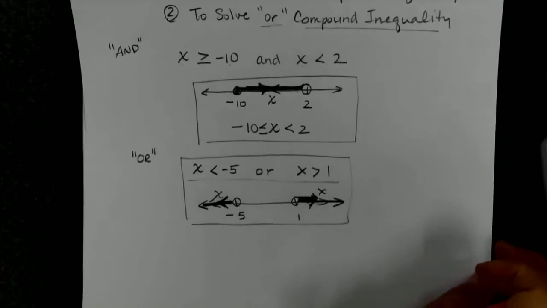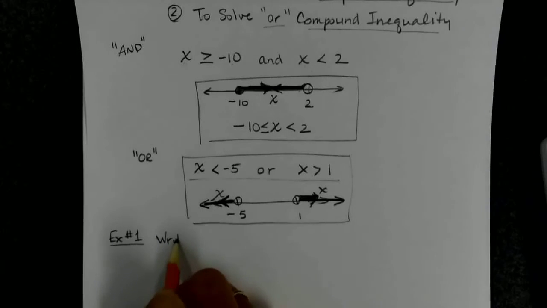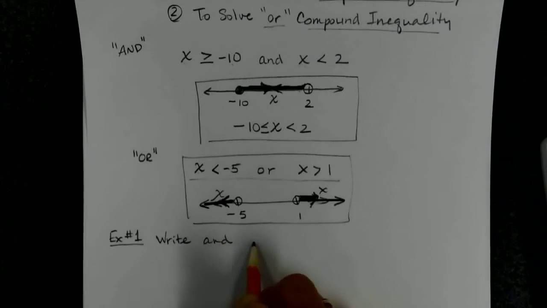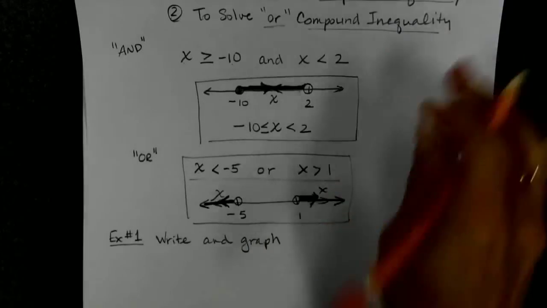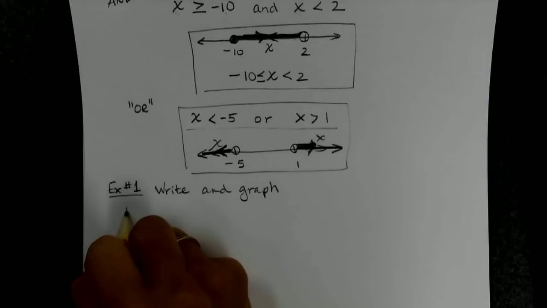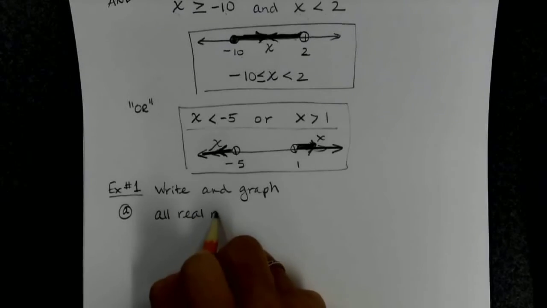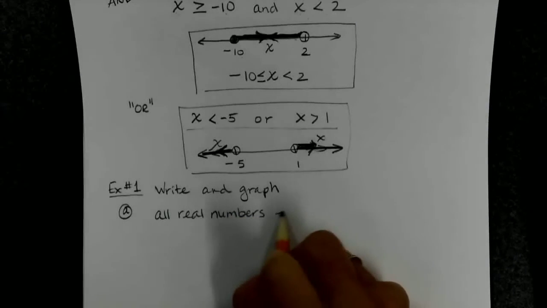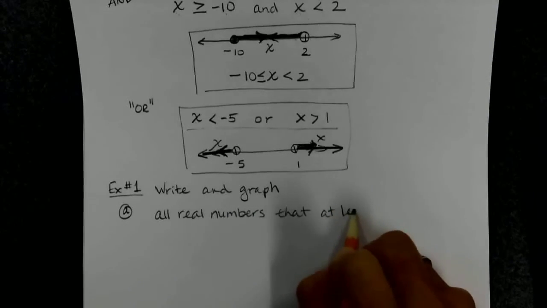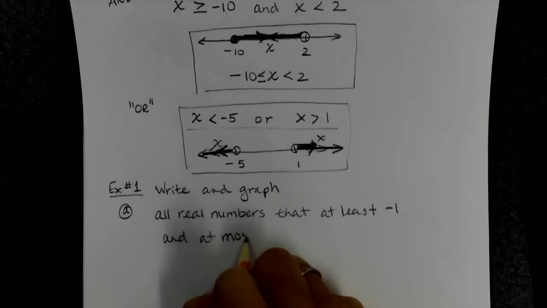The type of questions that you will see today in this section start with a word problem. We're going to take the situation, write a compound inequality, and graph it. So we're going to write and graph a compound inequality that represents all real numbers that are at least negative 1 and at most 3.